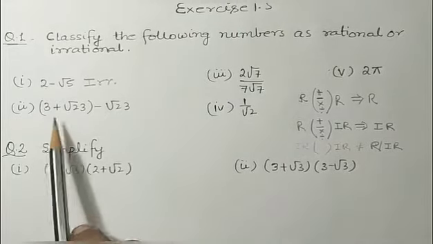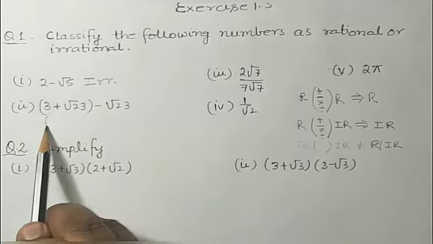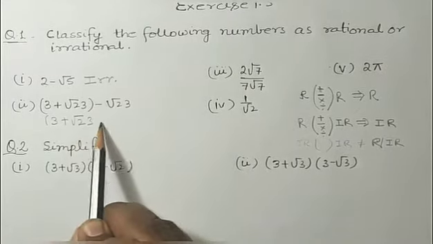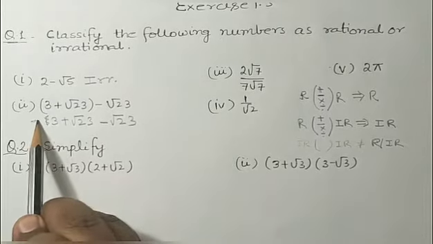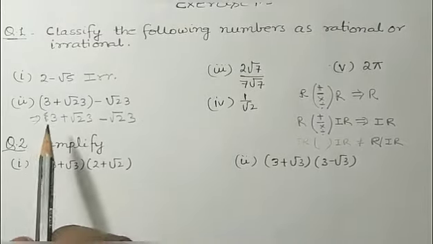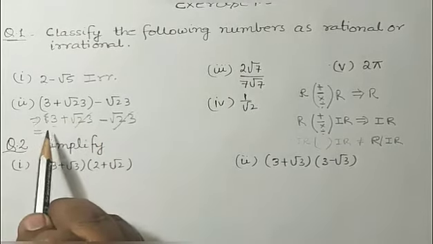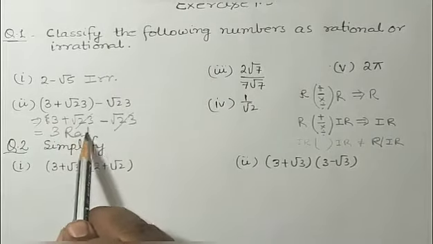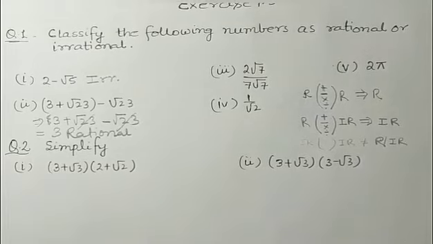Second part is 3 plus under root 23 minus under root 23. When you open the bracket, you will get 3 plus under root 23 minus under root 23. So under root 23 minus under root 23 will be cancelled out, only 3 will be left. 3 is what? 3 is a rational number. So the second part is rational.